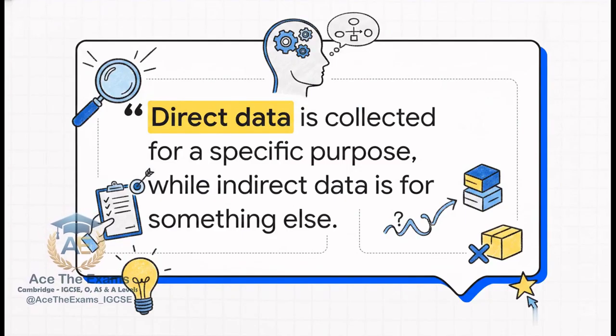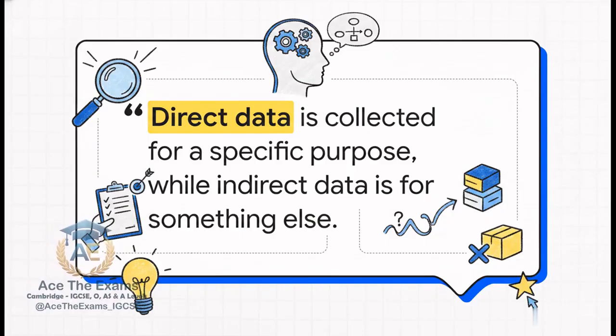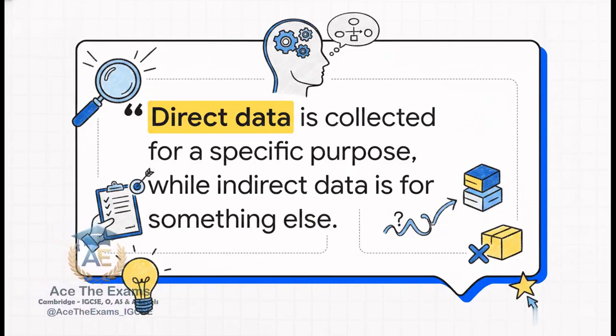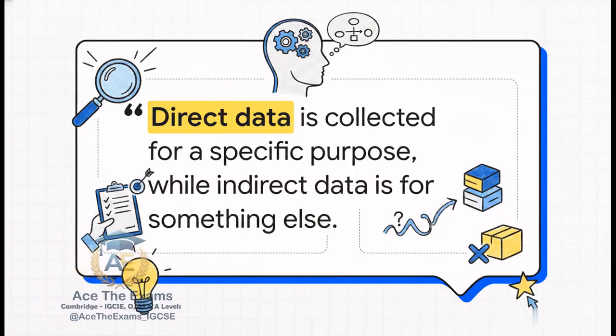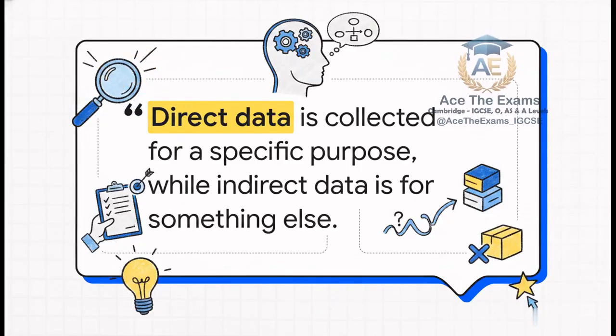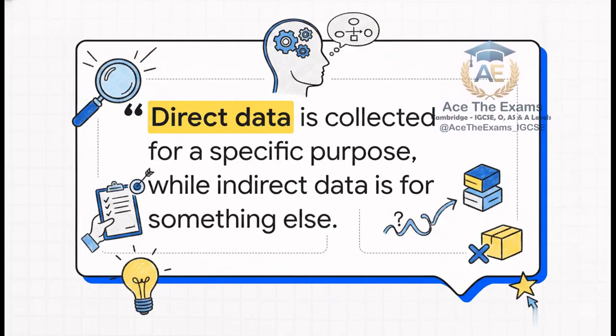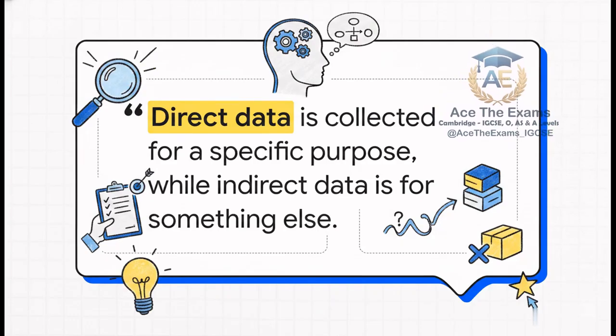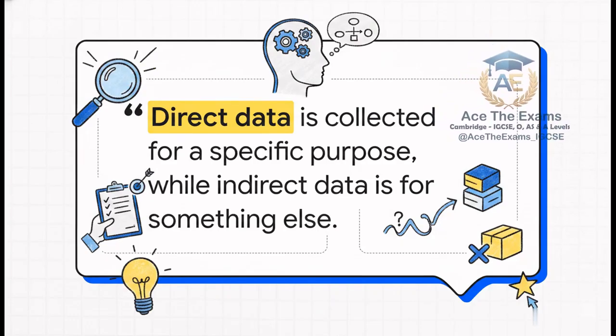So, let's look at this classic definition you've probably seen 100 times. Direct data is collected for a specific purpose, while indirect data is collected for something else. Look, if you have ever written a sentence like this in a past paper, you need to listen very carefully right now. This is a painful generic learner mistake, and it costs you precious method marks right out of the gate. Why? Because it treats the topic of direct and indirect data sources as just some disconnected definition.